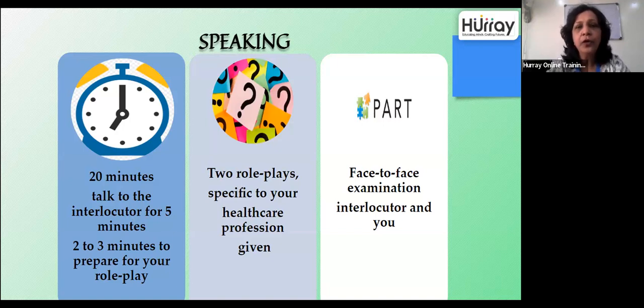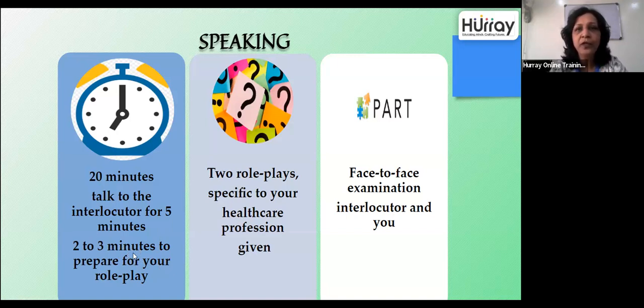But the scoring is not done by the interlocutor. Scoring is done by 2 different examiners. After the test is over, the recording is sent and they evaluate it, listening to the recording based on the parameters. You will have 2 role plays after the warm-up session.